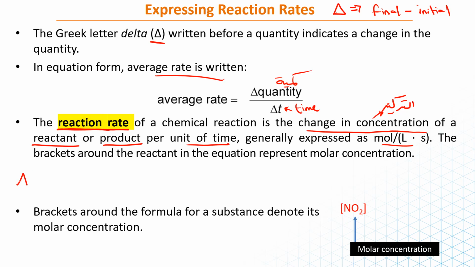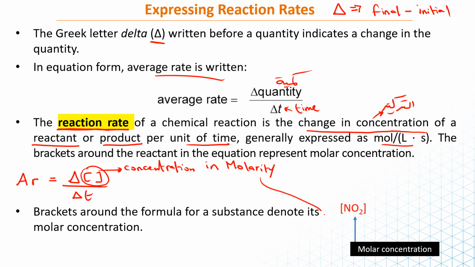So, the average rate is equal to delta change in concentration over delta T. This thing here represents concentration in molarity, the molar concentration. What does molar concentration mean? It means this quantity's unit is mole over liter.